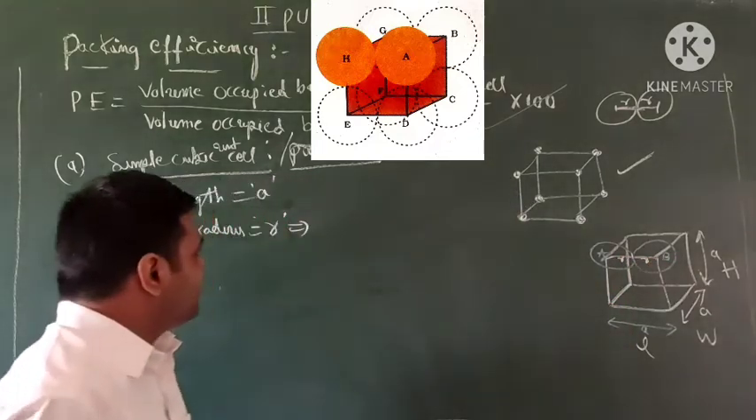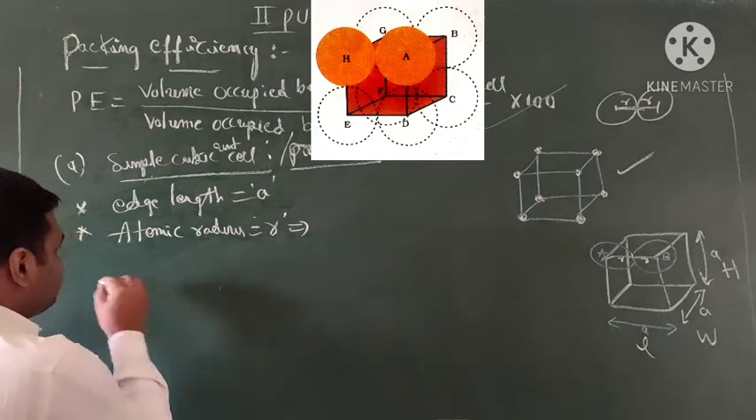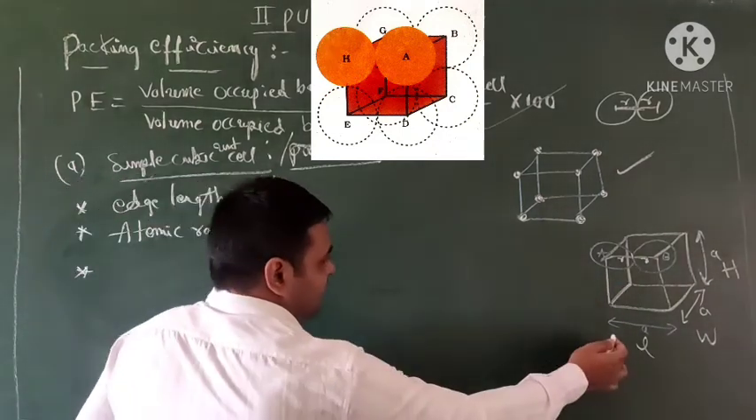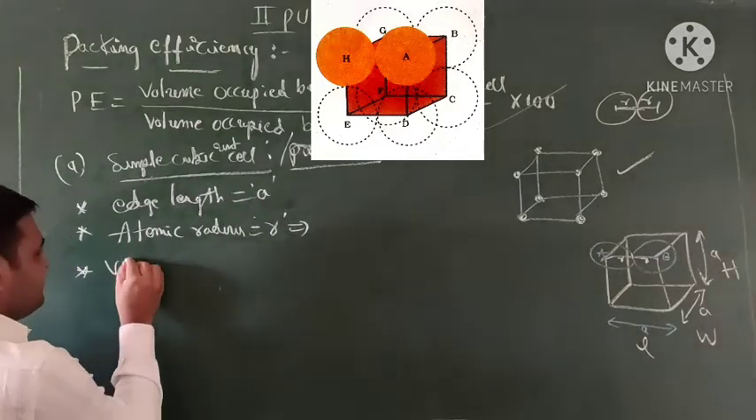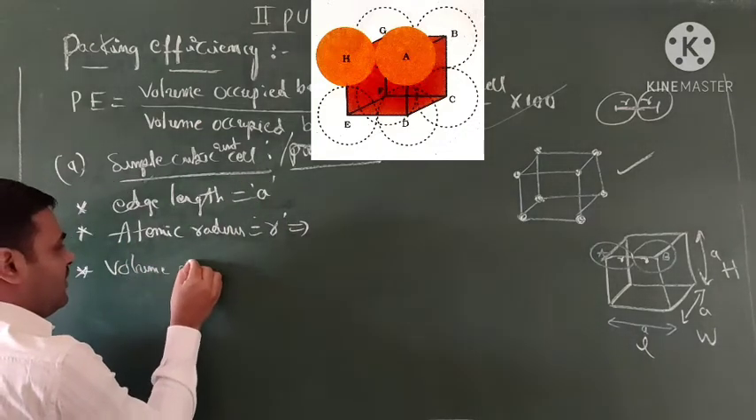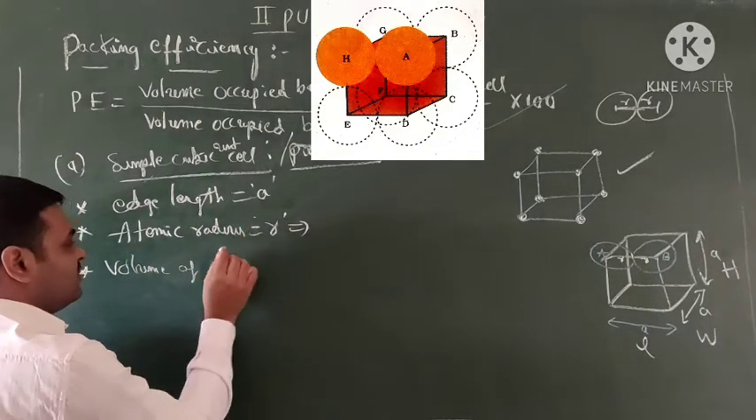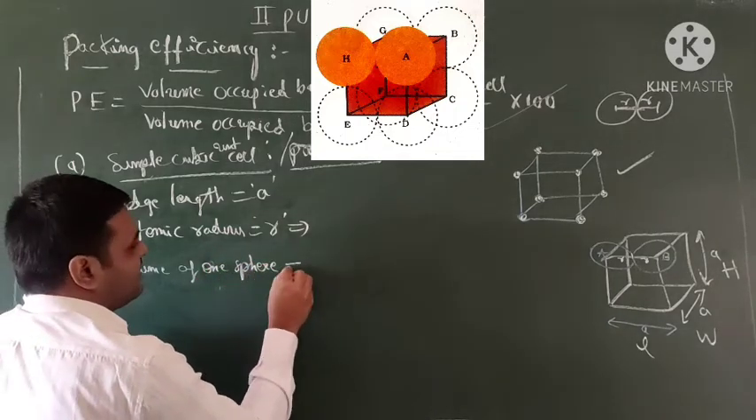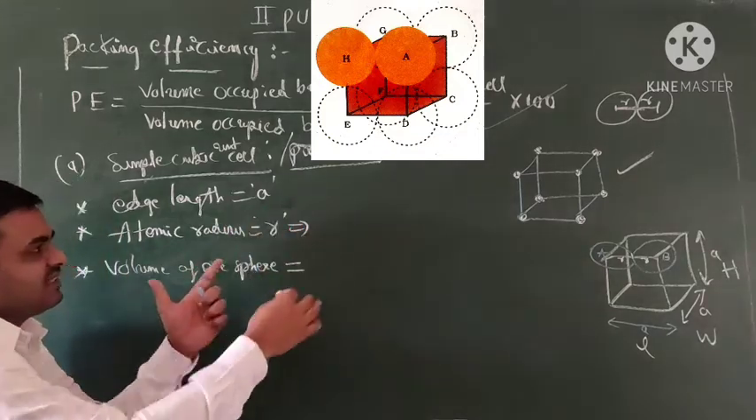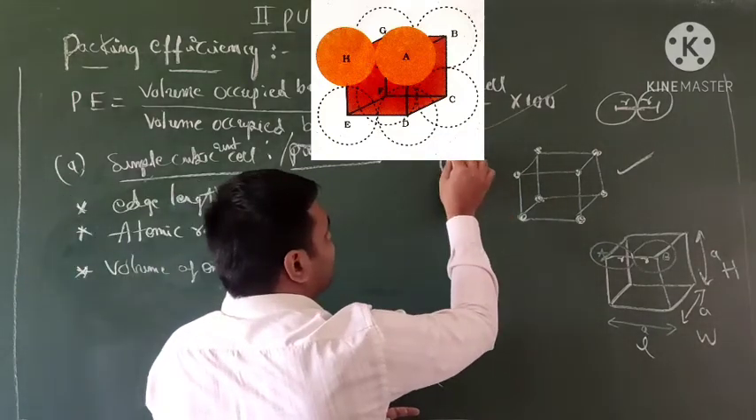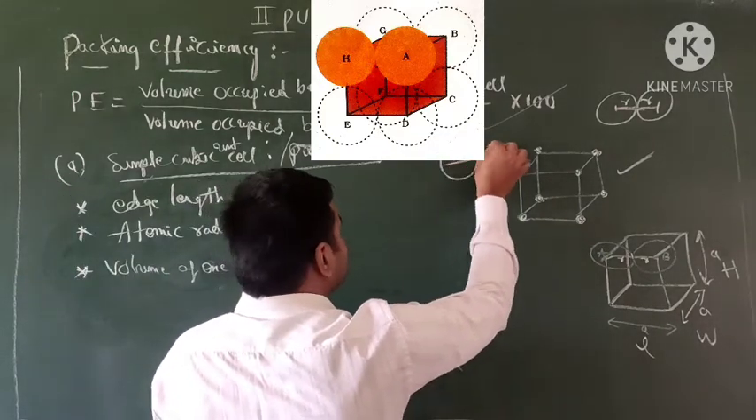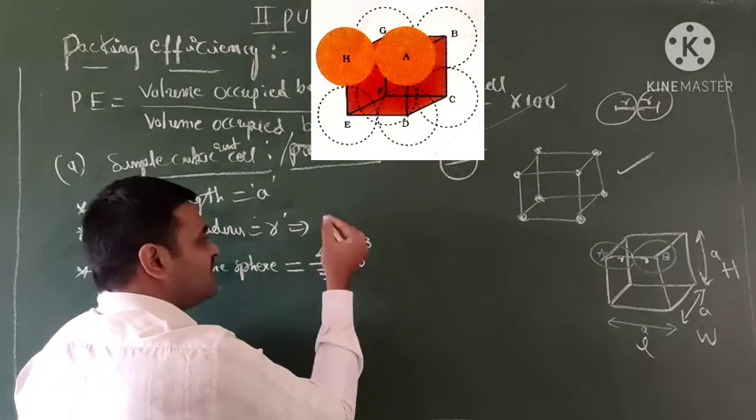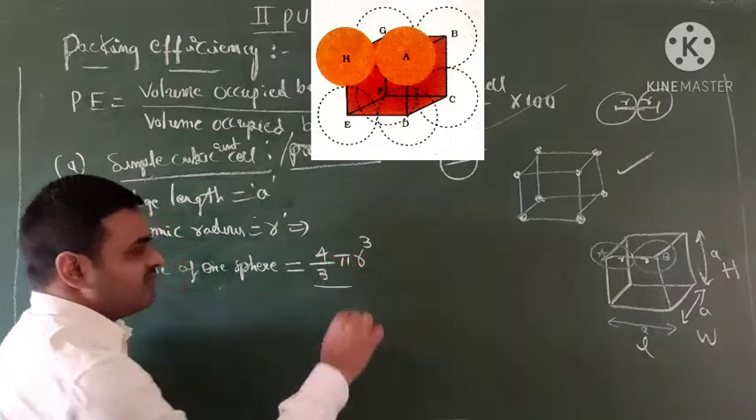Let me discuss the volume of one sphere. How much volume is in a sphere? That is 4 by 3 into pi r cube. This is the volume of the sphere.